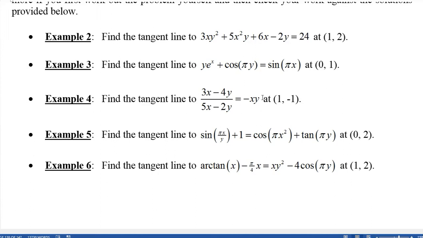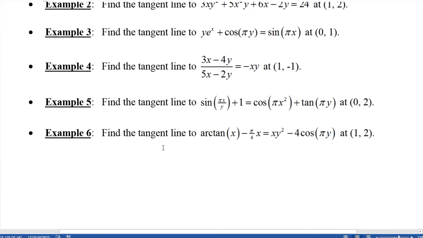And then finally now, graph both the original relation and the tangent line together and verify that you got it correctly visually. Okay, so I've given you several examples here, and see if you can work these out. So write these down, try to work all these out, and then come back when you're done and we'll check them. Press pause now.